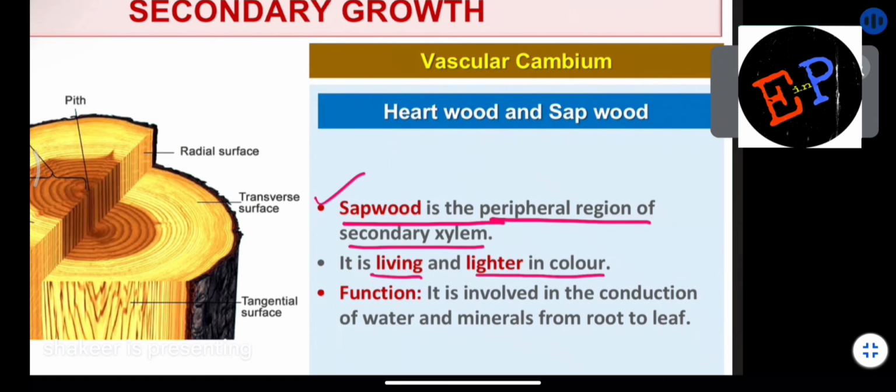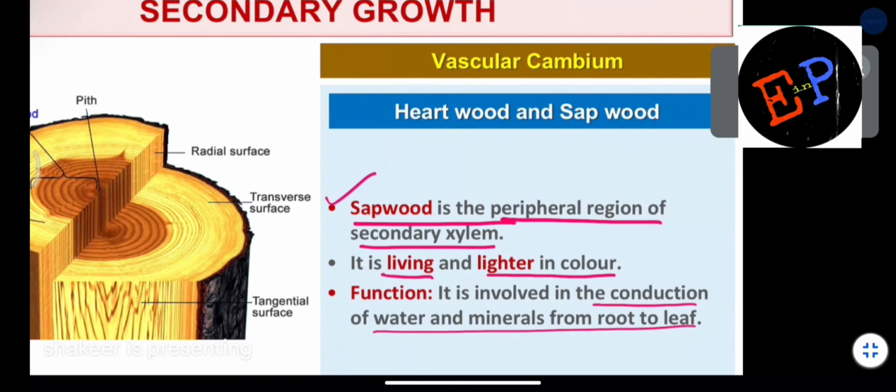It means these cells, they have life. Cells are living and they are lighter in color. Clear? Function. So it is involved in the conduction of water and minerals from root to leaves. From root to leaves, they are responsible for giving water. Clear?